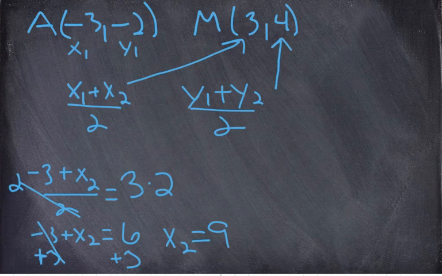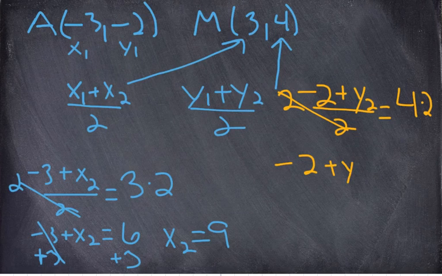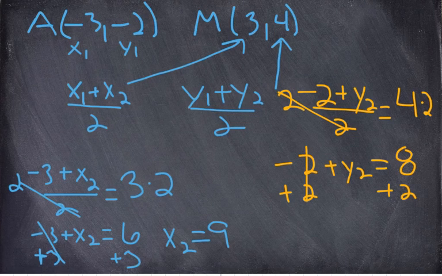Now let's work on the y values. So our y value, y1, which is negative 2, plus our other y value, which we don't know, over 2, is equal to the y value of our midpoint, which in this case is 4. Same process. We're going to multiply by 2, so that gives us negative 2 plus y2 is equal to 8. Then we add the 2 to get y2 by itself, and we get 10.